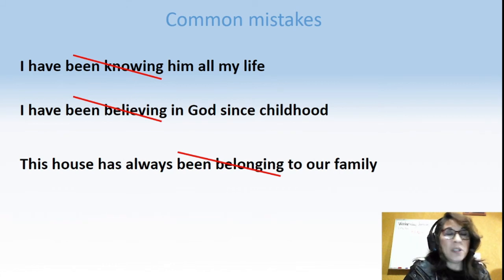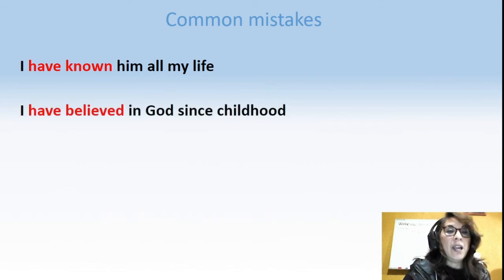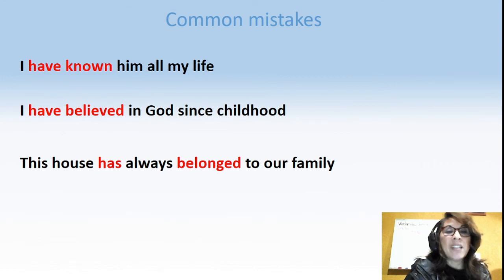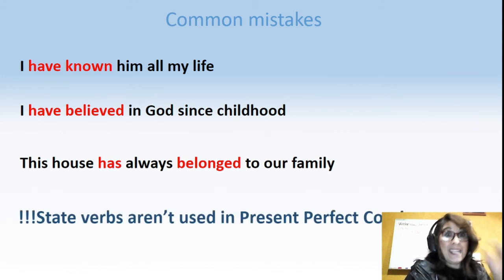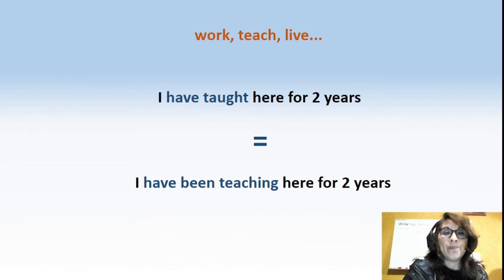You can't use present perfect continuous. The correct ones are, I have known him all my life. I have believed in God since childhood. This house has always belonged to our family. Because they are state verbs, they aren't used in present perfect continuous.